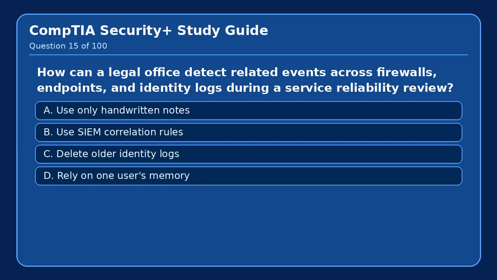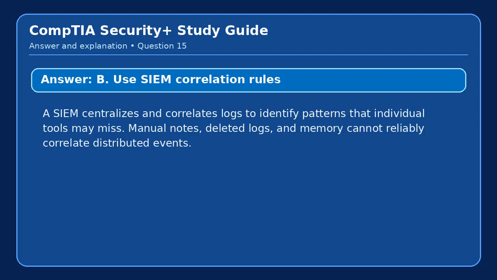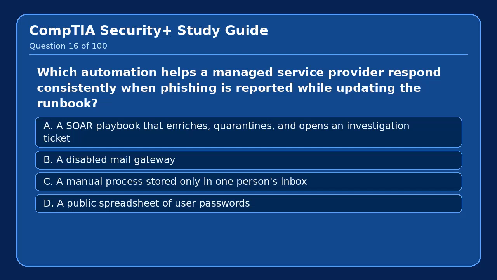Question 16. Which automation helps a managed service provider respond consistently when phishing is reported while updating the runbook? A. A SOAR playbook that enriches, quarantines, and opens an investigation ticket. B. A disabled mail gateway. C. A manual process stored only in one person's inbox. D. A public spreadsheet of user passwords. Take a moment to choose your answer.